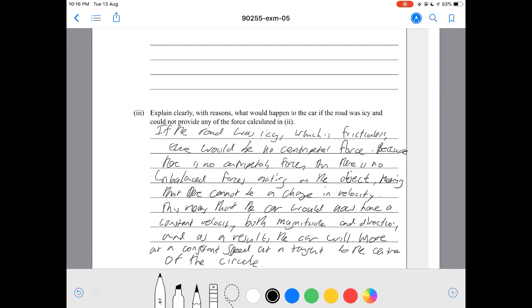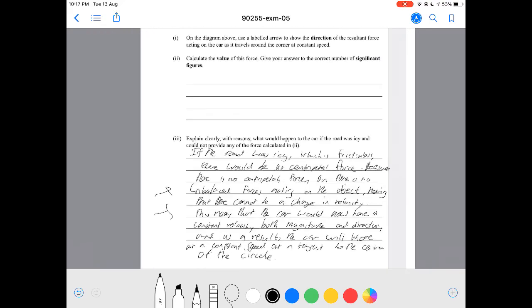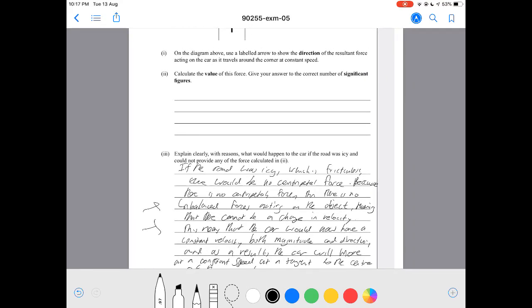Alright, so basically you're explaining why there's a loss of centripetal force, and then you're linking it back to no centripetal force, meaning there's no unbalanced force, and the velocity must remain constant. And if the velocity remains constant, then both the magnitude and the direction are not changing, so therefore the car will be moving at a tangent to the center of the circle at a constant speed. That is how you would answer this type of question. For the next clip, I'm going to be covering another example of an explain question.